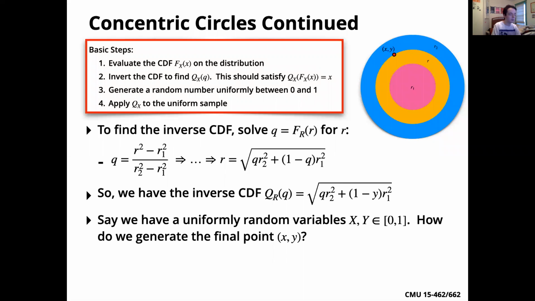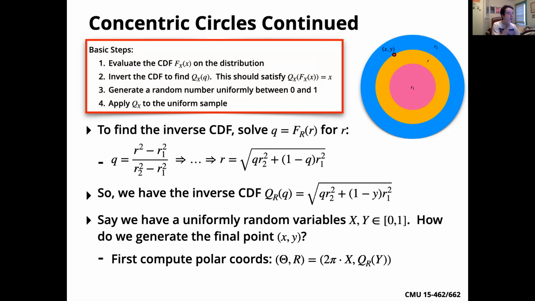Say we have two uniformly random variables, x and y, in the range 0 to 1. How do we actually generate the final point x and y? First we compute the polar coordinates. So we compute big theta and r. Big theta we had established has a uniform distribution, and we're still going to have a uniform distribution around the circle if we just allow theta to be uniformly distributed between 0 and 2 pi. It's a little more formalized here that we still achieve a uniform distribution because there are just as many points given a fixed radius, along each of those equivalence classes.